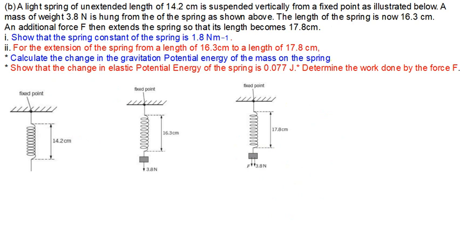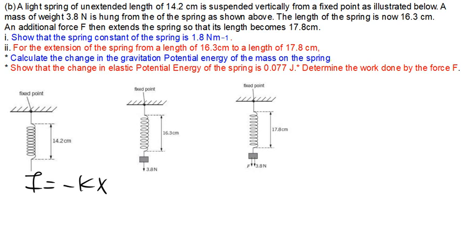Okay, so that is part 1. We want to show that the spring constant of the spring is 1.8 Newton meter to the power negative 1, which is the same as Newton per meter. One thing you have to understand here, guys, is that this is always given by negative kx, and our goal is to find the what? We want to find the spring constant, which is k. How can we find the spring constant?